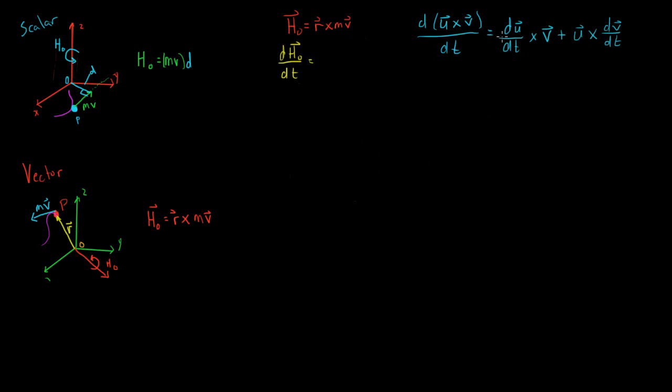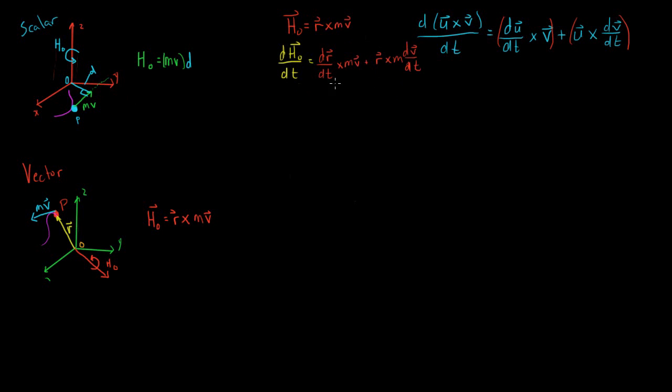So right here, we need to follow this product rule in order to take the derivative of our cross product. So when we do this, we get the derivative of the position vector with respect to time crossed with the mass times the velocity, plus the position vector crossed with the mass times the derivative of the velocity with respect to time.